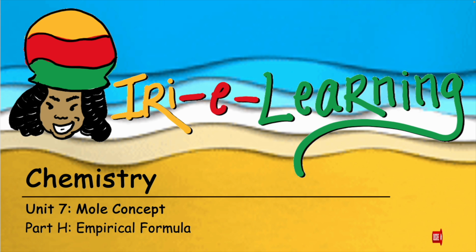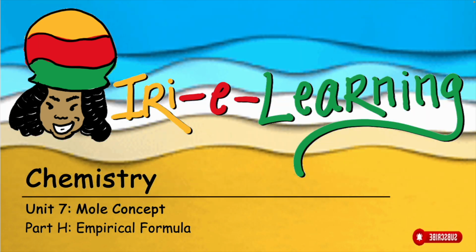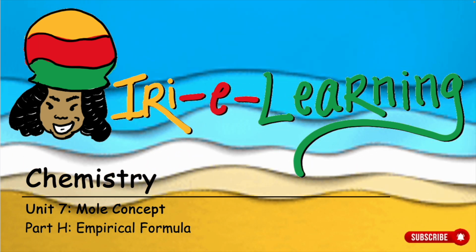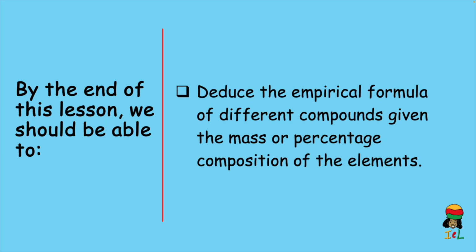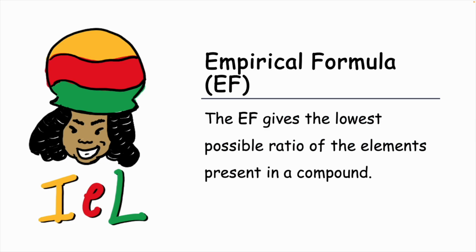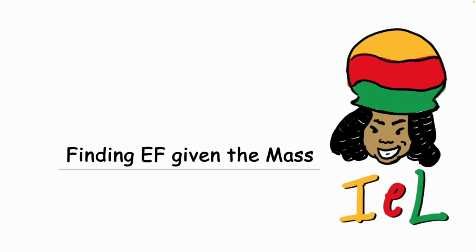In this, our 8th lesson on mole concept, we will learn to deduce the empirical formula of a compound. By the end of this lesson, we should be able to deduce the empirical formula of different compounds given the mass or percentage composition of the elements. Recall from our previous lesson, the empirical formula gives the lowest possible ratio of the atoms of the elements present within a compound. So we start with finding the empirical formula when the mass of the elements are known.